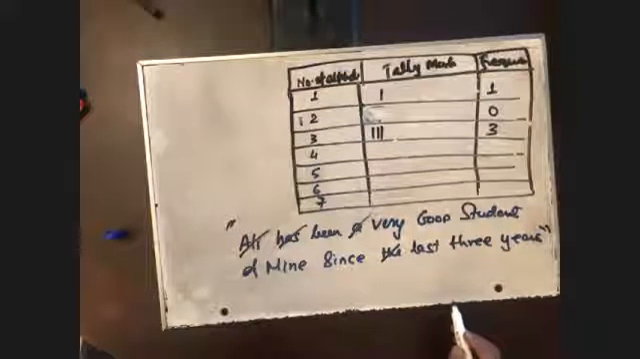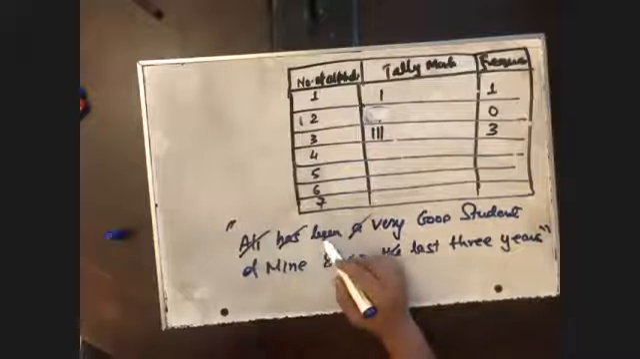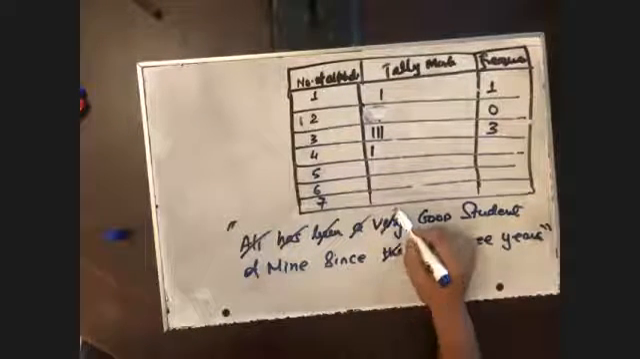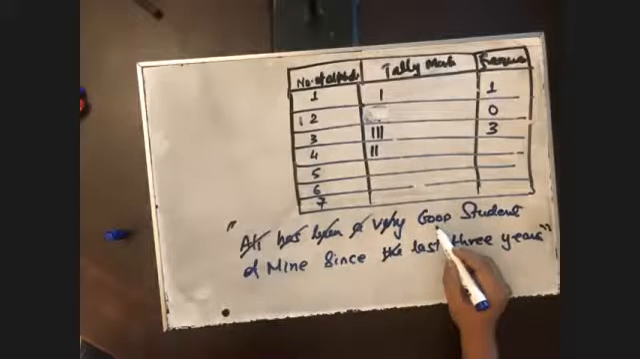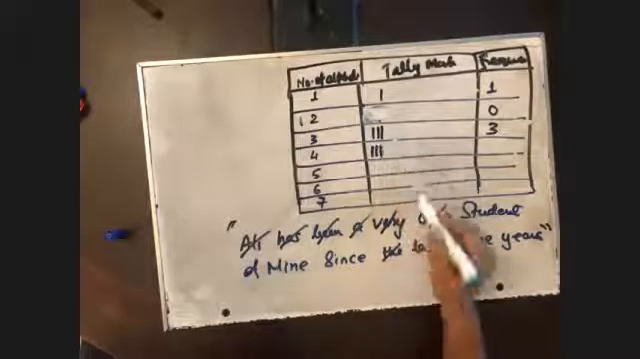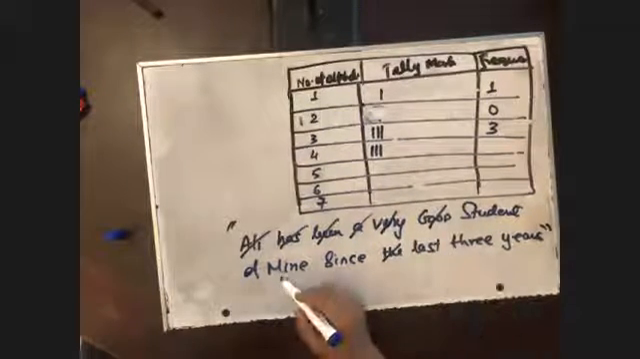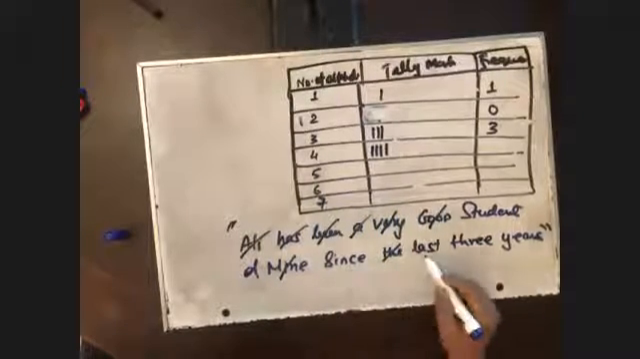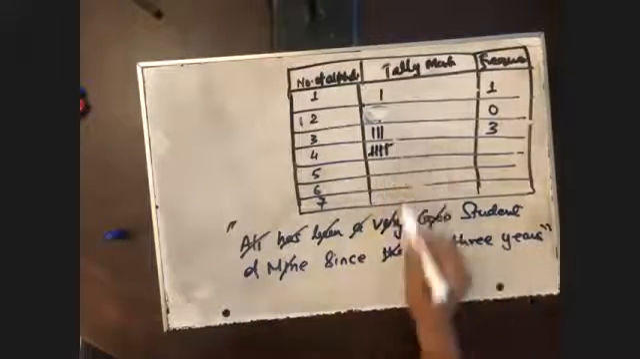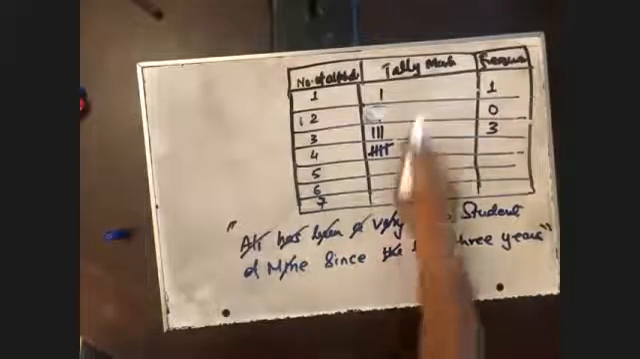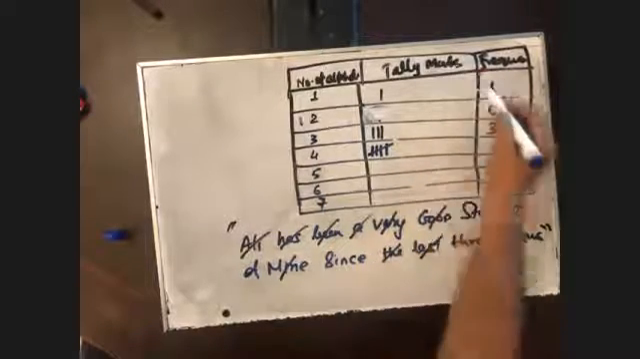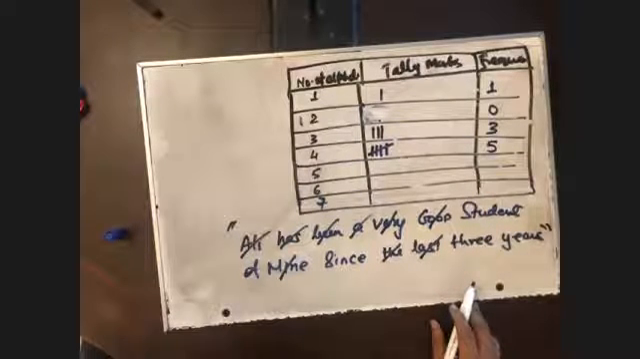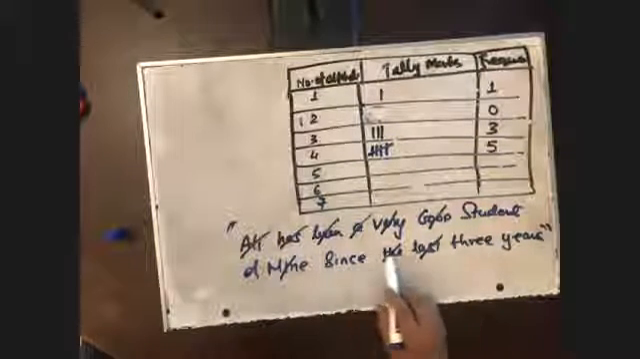Not bad. Let's go to 4-letter words. Been is a 4-letter word. 1. Okay. Very is a 4-letter word. Good is a 4-letter word. Mine and last. Last is a 4-letter word. Check. This is called tally marking. Tally marks. And you write the frequency as 5. Then you go to 5-letter words.